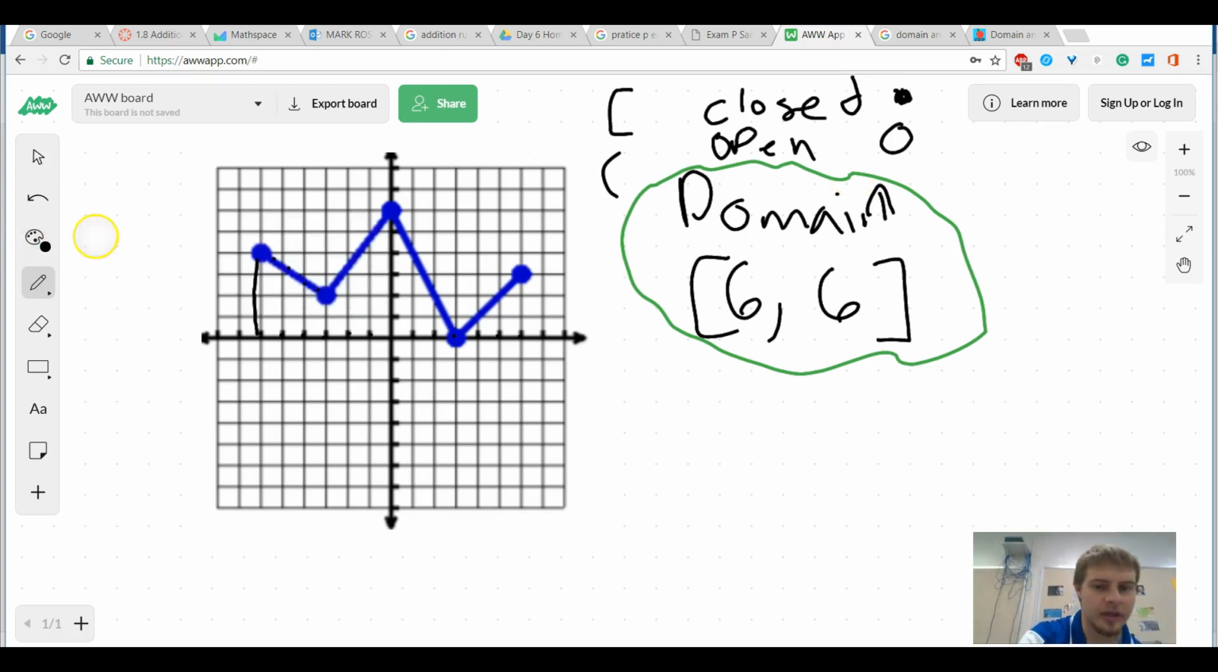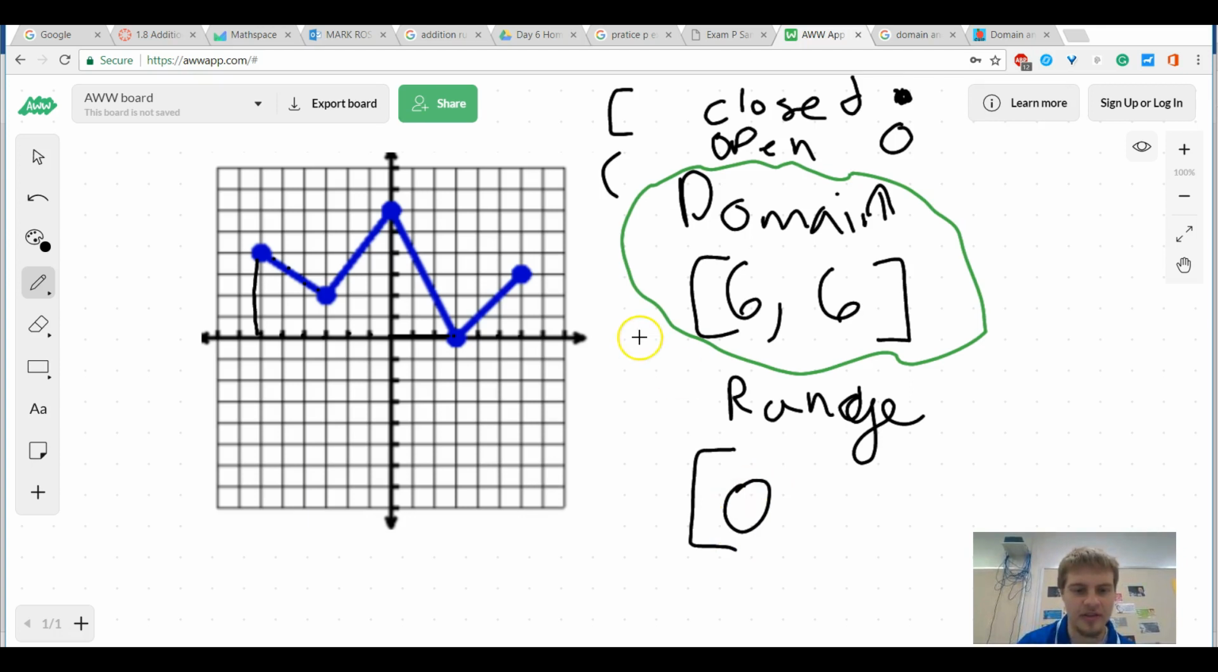Let's look at our range now. So range is your y values, and we're going to do the exact same thing. We're going to look for the smallest y value. So when I'm looking along the y values, the first point that we hit would be this one right here, and that's at the value 0. And again, I'm going to make this a closed bracket because it's a closed point.